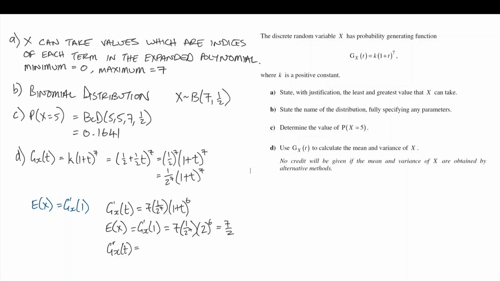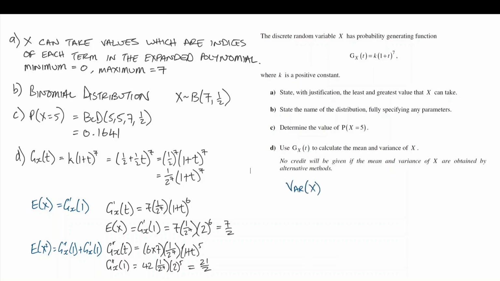To find the second derivative, we're going to go ahead and differentiate again. This time 6 comes down and it's a power, and then we've got the 1 over 2 to the 7, (1 plus t) to the power of 5. Okay, so similarly, we're going to get 42 times 1 over 2 to the 7 multiplied by 2 to the power of 5. I can still see things will cancel out nicely, and we get 42 over 4, or 21 over 2. Let's not forget, the expectation of x squared is a combination of the second derivative and the first derivative added together. The variance of x is going to equal the expectation of x squared minus the expectation of x, squared, which gives us this combination.